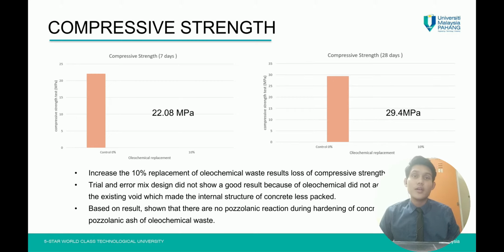So for the compressive strength, at 7 days, the control is 22.08 MPa, and for the 28th day is 29.4 MPa, while for the 10% it is 0 for both. This is because the 10% replacement of oleochemical waste results in loss of the compressive strength of the concrete.